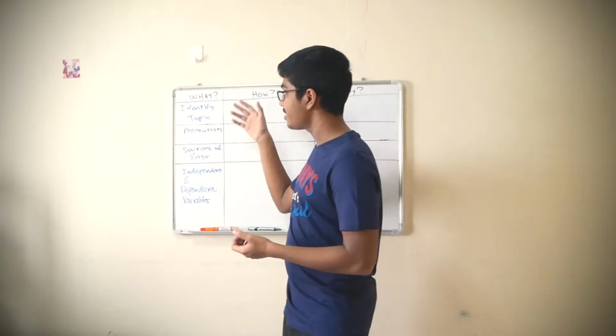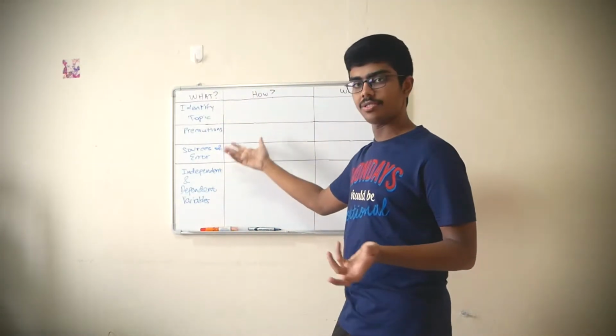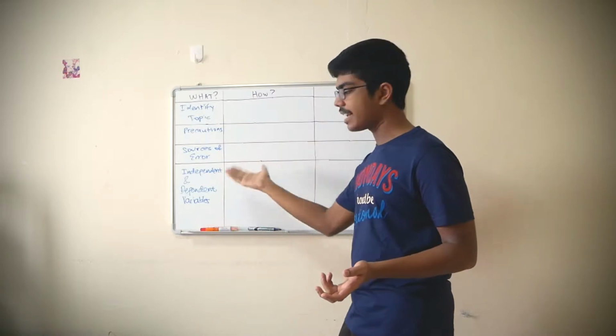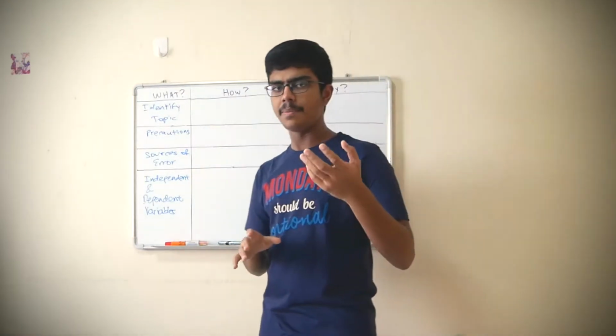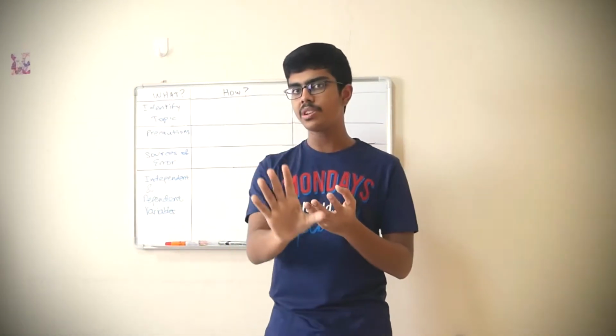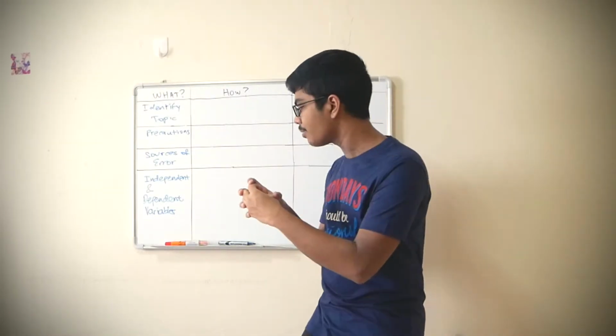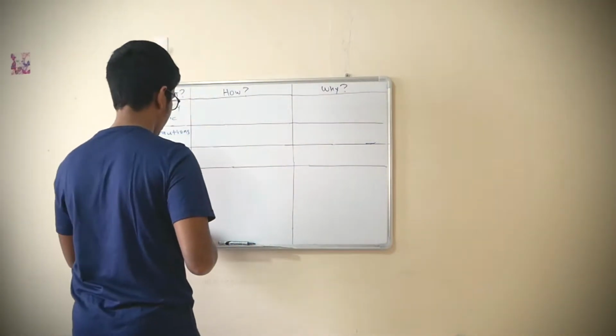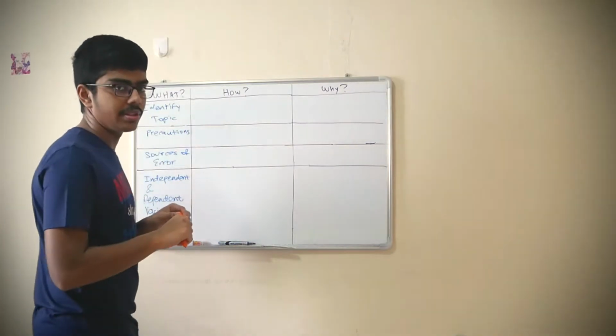So this is the approach, guys. Identify the topic, precautions, sources of error, independent and dependent variables. And this seems a bit voluminous and hard. I'll break it down very simply and exactly what I need to do. So this is the what section. I want to proceed to the how do you do it, right?